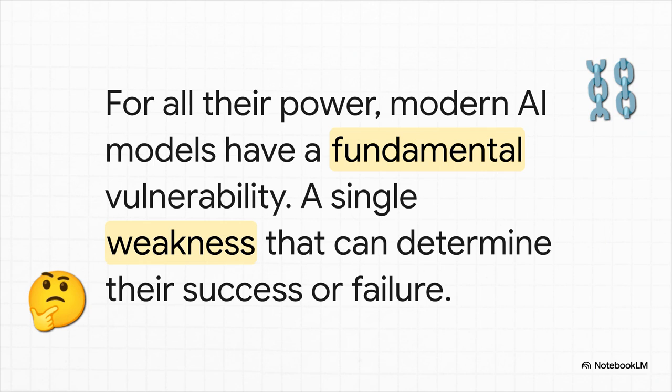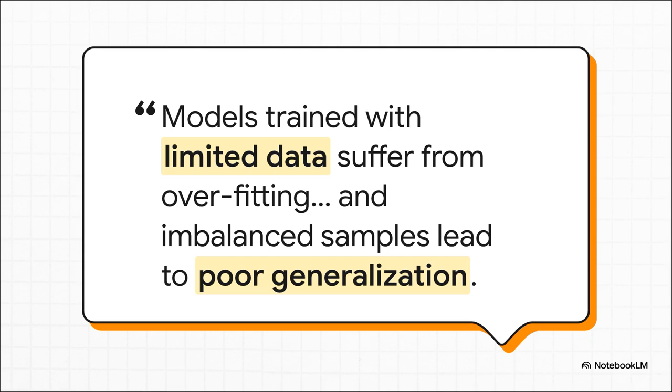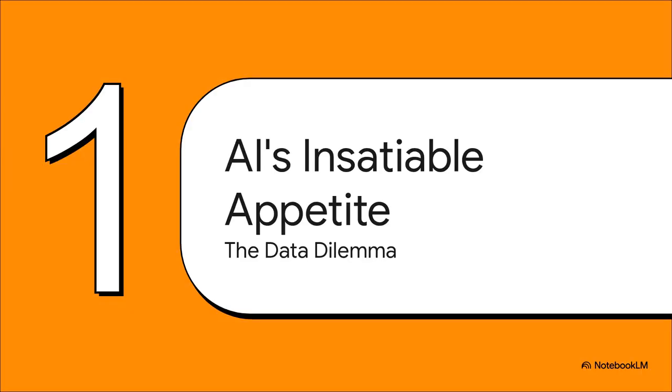For all their incredible power, we're talking about models like ChatGPT writing poetry or Stable Diffusion creating these amazing masterpieces, they all have this one fundamental vulnerability, a single weak spot that can make or break them. So, what is it? Well, it all comes down to data, the amount of it, and even more importantly, the quality of it. That's the absolute foundation of modern AI. And if you get that part wrong, even the smartest, most powerful model is going to fall flat on its face. So, how big of a deal is this really? Let's dive right in and break down this whole data dilemma.